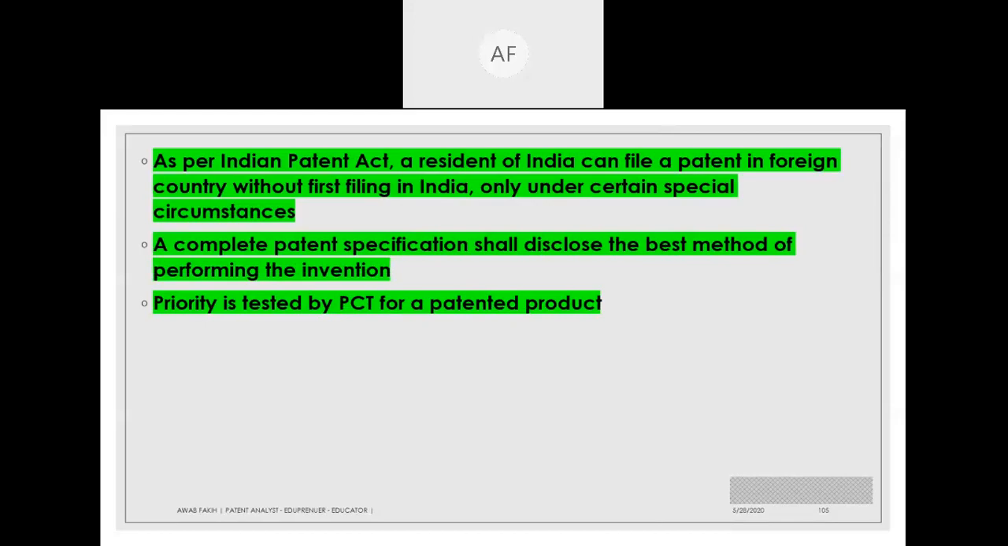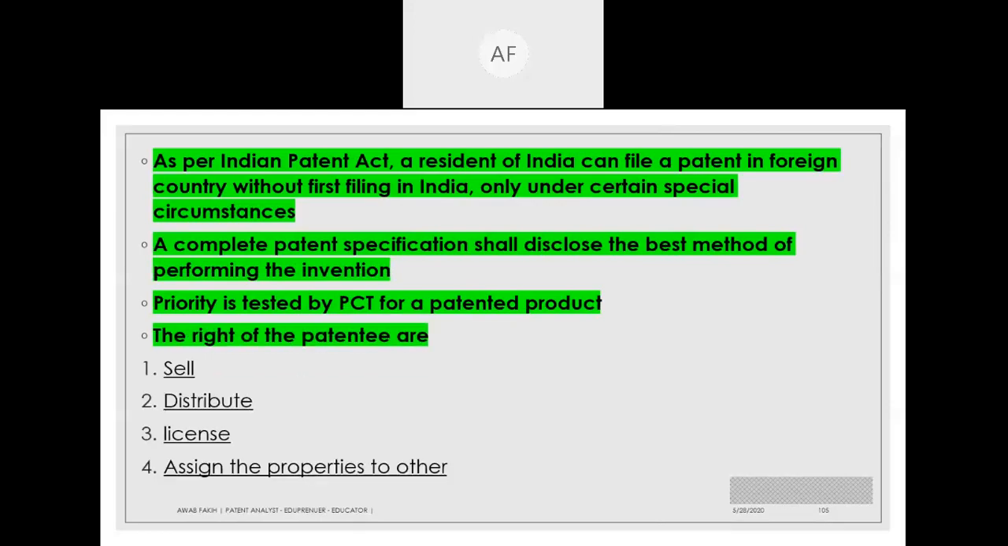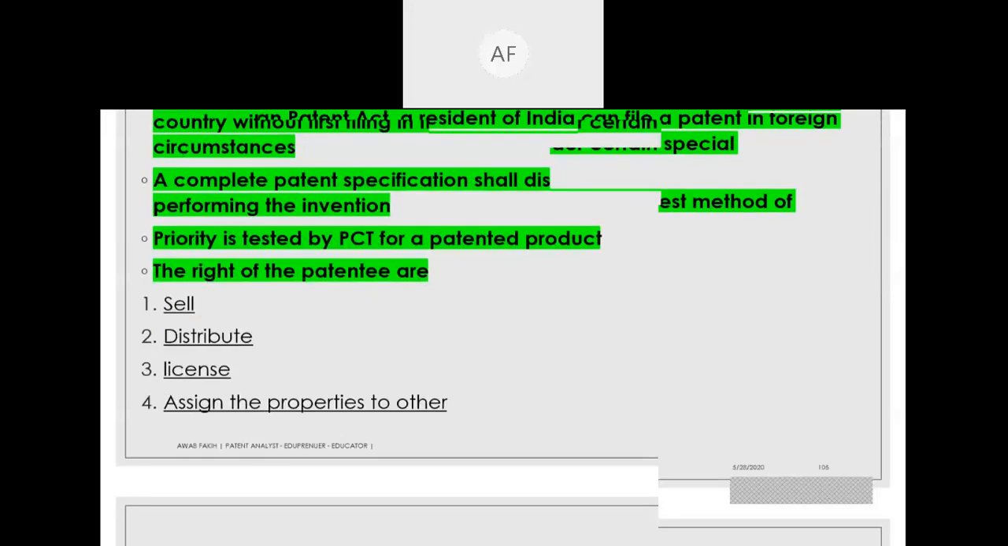Our complete patent applications can disclose all the invention possibilities, the title, the claims, and so on, what we have discussed in the previous slide. The priority is tested by the PCT in terms of the priority date. As for the rights of the patentee, he can sell, distribute, license, assign, everything, because he is the owner. He is the boss of his product.